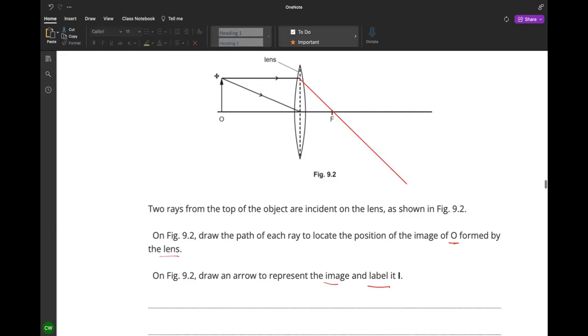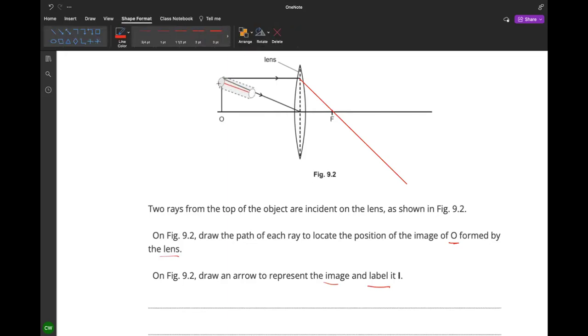What will happen to the second ray? When it passes through the optical center, what happens? It will be in a straight line. Right? It means it doesn't change direction. So what you need to do is just extend this line until they meet at a point. Okay, until they meet.